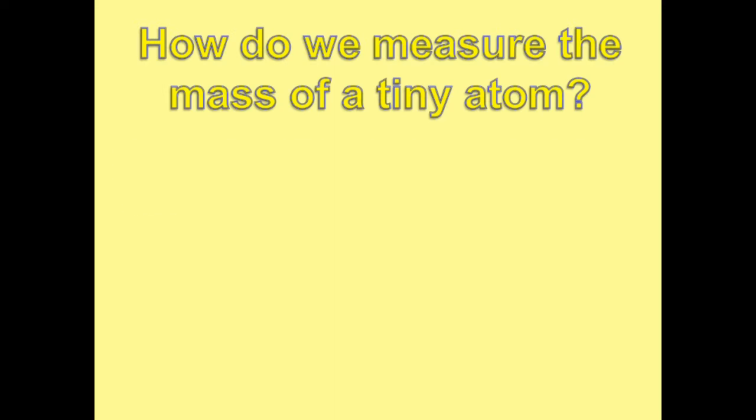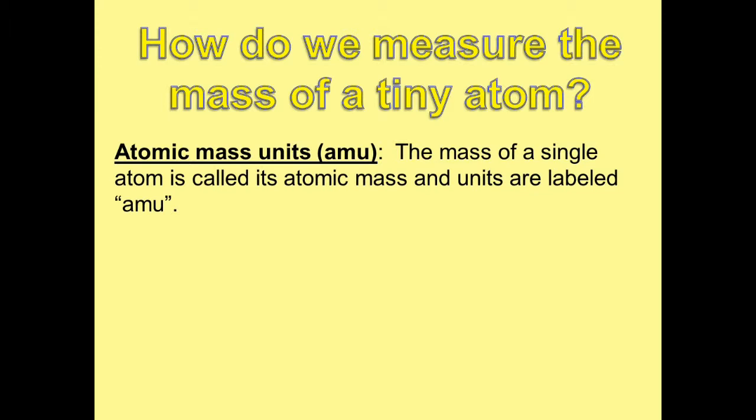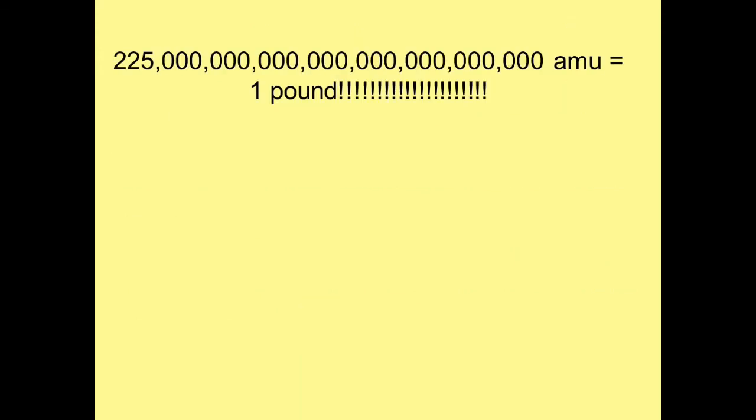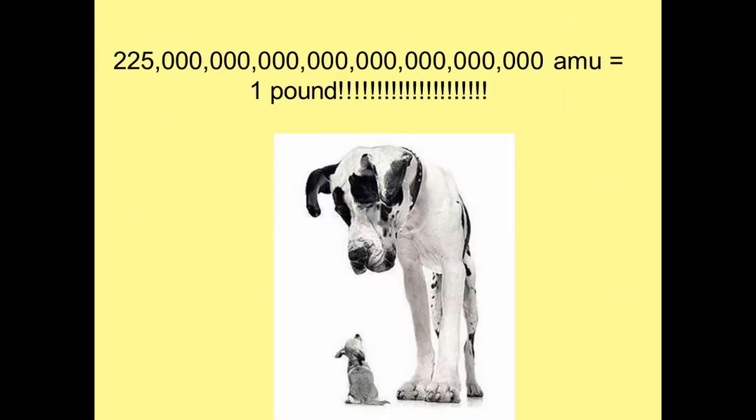How do you measure the mass of a tiny atom? Well, they don't want to be saying that protons weigh 0.000000001 grams or something like that. So they call them atomic mass units. They simplified it by saying that protons have a mass of 1, and neutrons also have a mass of 1. They base this on carbon, so 1 atomic mass unit is 1/12 the mass of a carbon atom. By the way, that huge number of atomic mass units is equal to 1 pound. That is an enormous number.